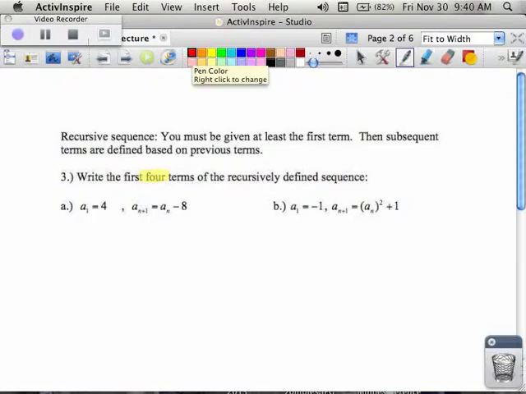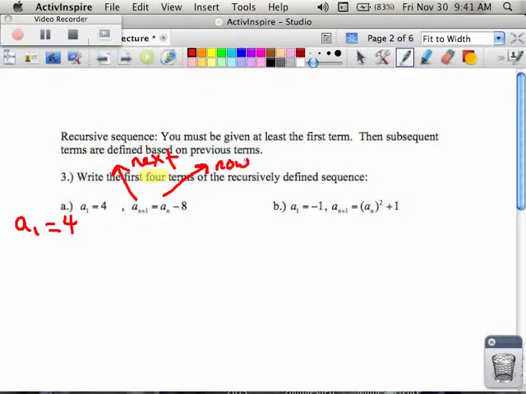So I'm going to do the first 4 terms. If I do the first 4 terms, oh look, they even give me a sub 1. It's 4, because they said so. This a sub n plus 1 equals a sub n is saying that each next term, this is standing for the word next, and this is standing for the word now. So to get the next term, take whatever you've got right now and subtract off 8.